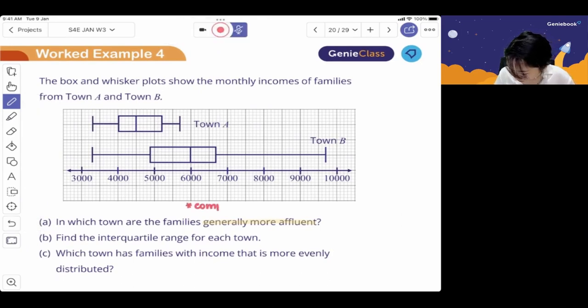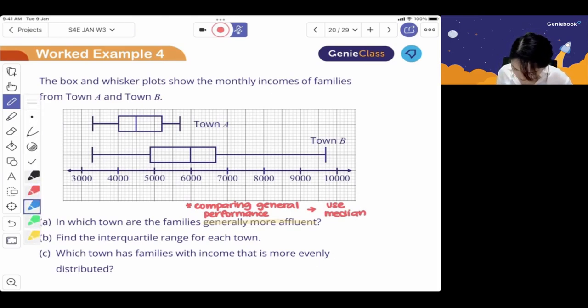So that is the first key point I want you to learn. When you are comparing general or overall performance, we use the median. So we need to look at the median between these two groups. The median of town A is this value, 4,500. And the median of town B is 6,000. So who is generally more affluent? Town B.